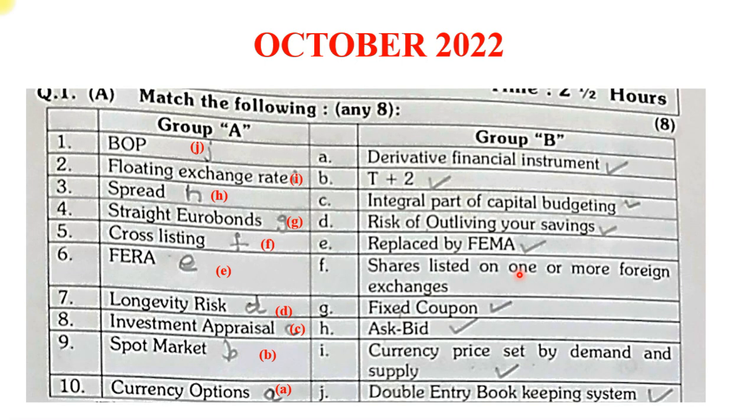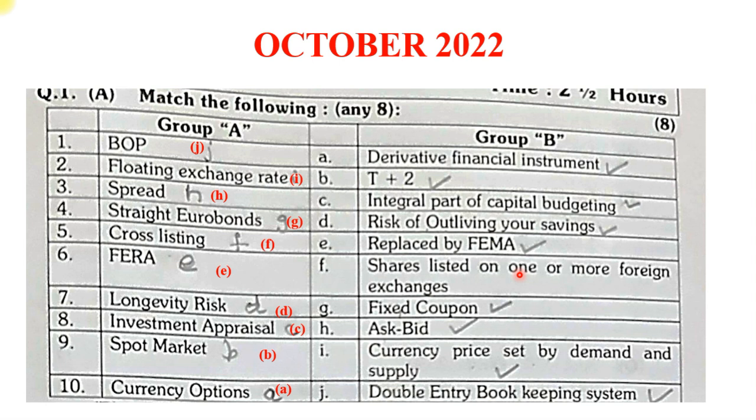Okay, next we have October 2022. Under October 2022, the very first question was again match the columns. So here are the answers of that. BOP is J, that is double entry bookkeeping system.